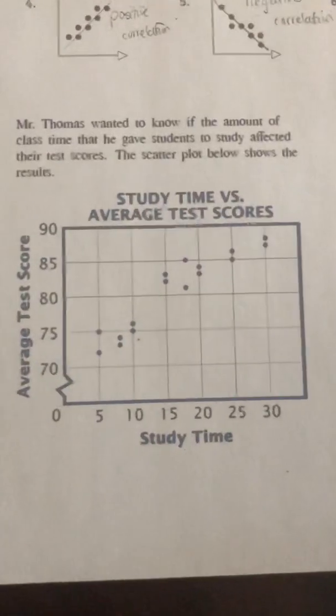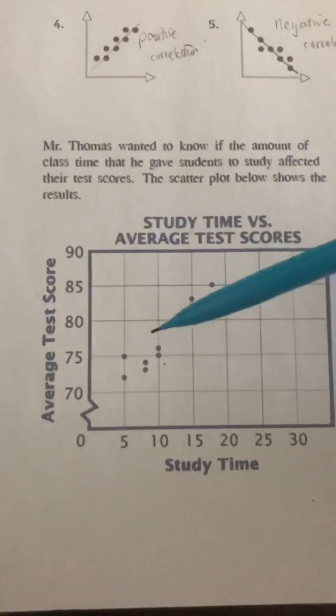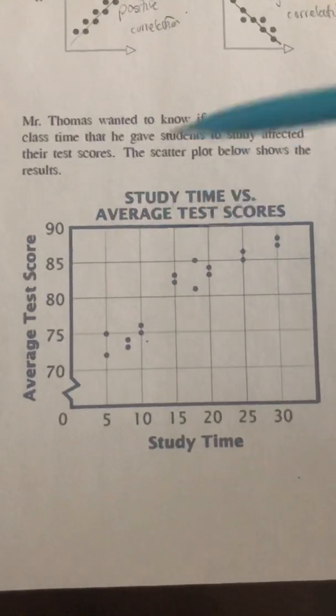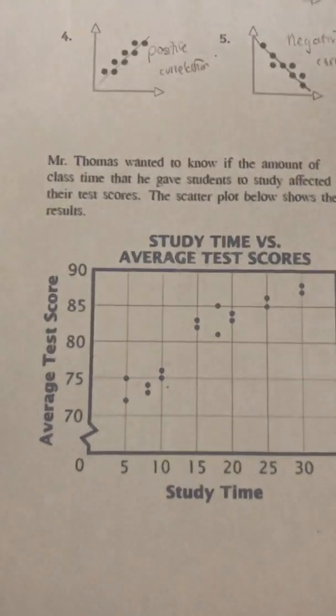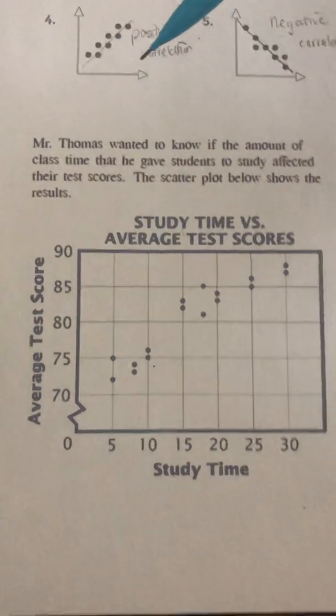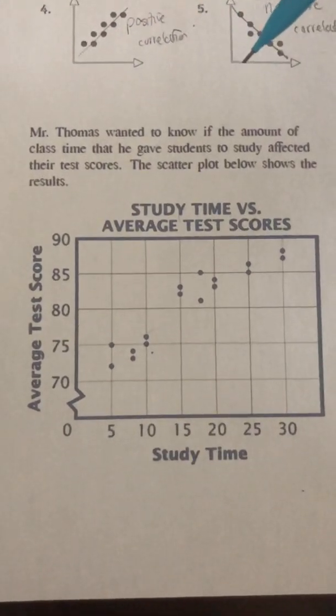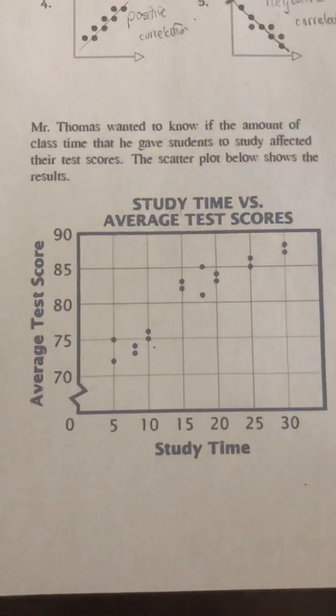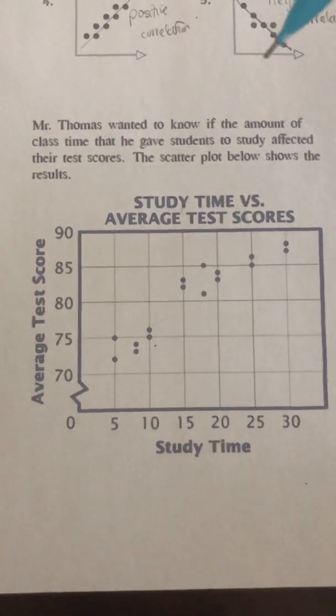But sometimes, for the most part, you do need to do some interpretation. So that's why I want to look at this one down here. All right, so with this one here, it says Mr. Thomas wanted to know if the amount of class time that he gave students to study affected their test scores. And the scatter plot below shows the results.